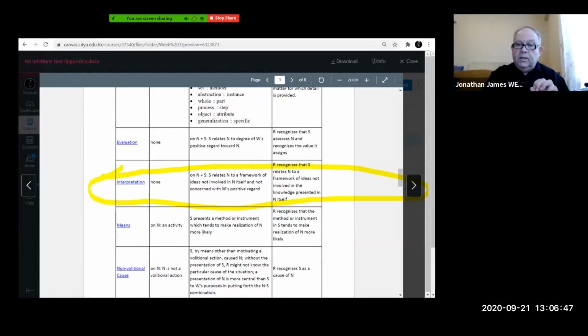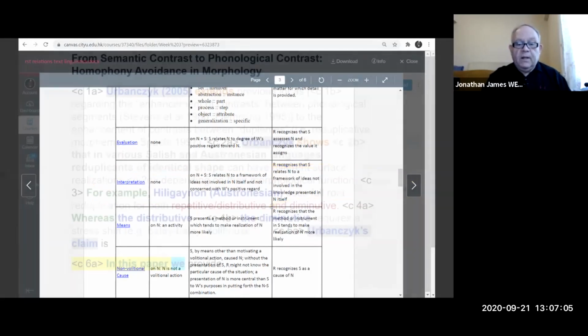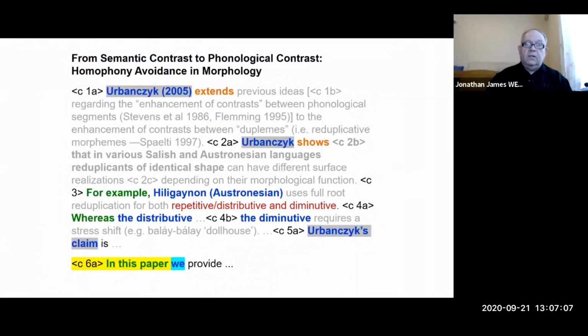So, my advice is, get that document, RST relations, print it out, have it handy, so that when we talk about the various relations and assign the relations, it's something that you can then refer to, okay? All right, now come back to the point.